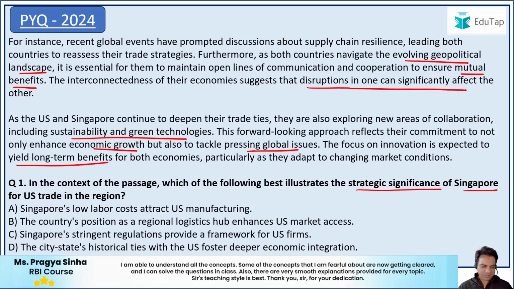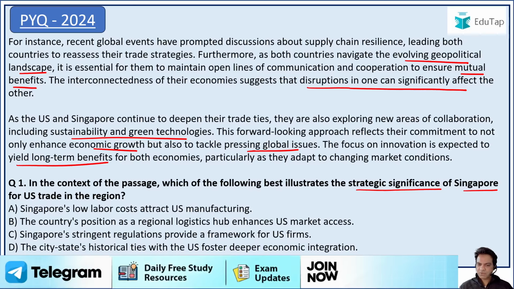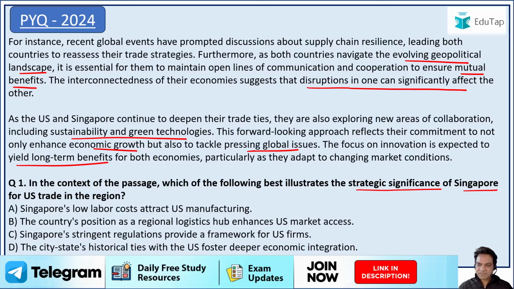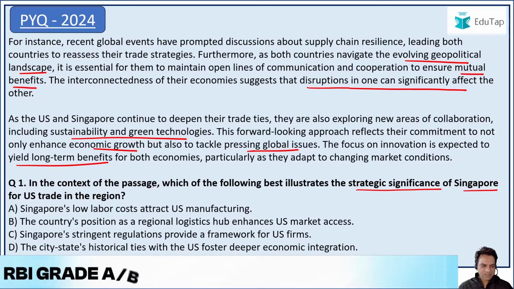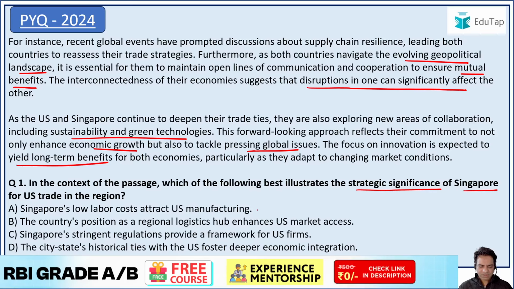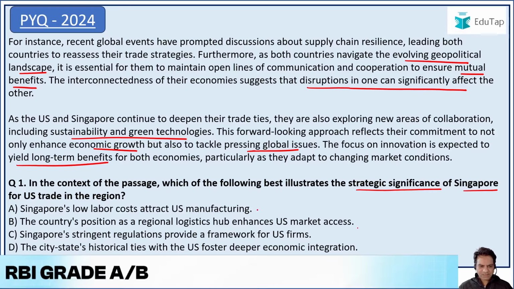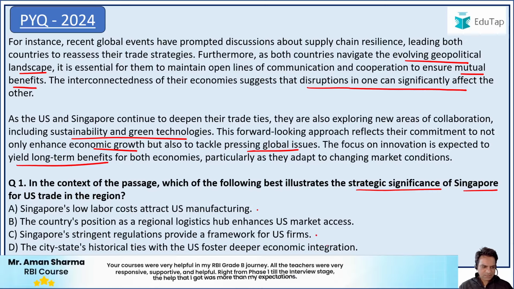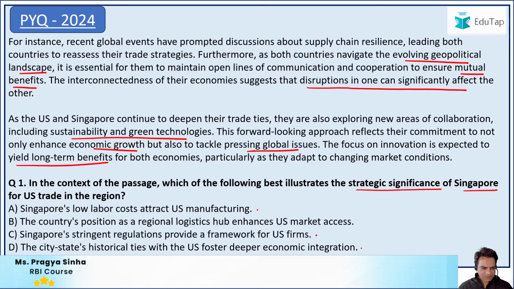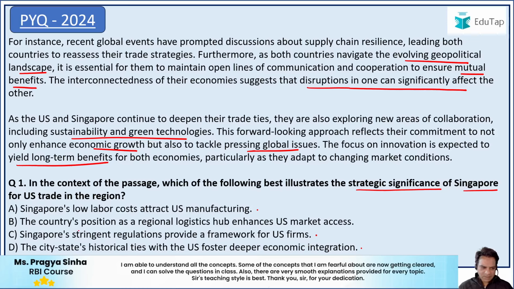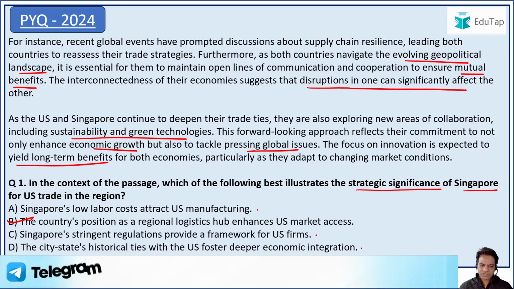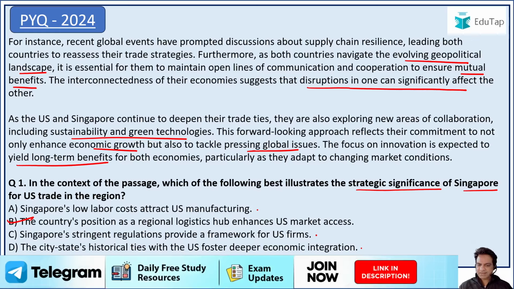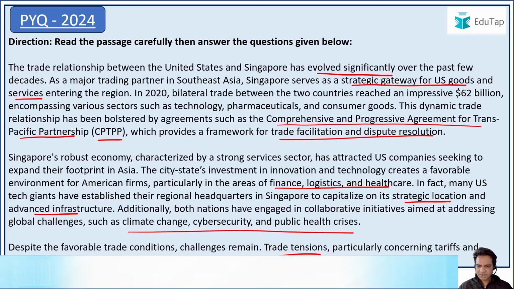Now let's get to the questions, guys. In the context of the passage, which of the following best illustrates the strategic significance of Singapore for US trade in the region? Singapore's low labor cost attracts many US manufacturing? No. The country's position as a regional logistics hub enhances US market access? Yes. Singapore's stringent regulation provides a framework for US firms? No. The city-state's historical ties with the US foster deeper economic integration? No. Singapore's reliance on agriculture? No. Again, the point was the country's position as a regional logistics hub enhances US market access. This was mentioned in the passage.